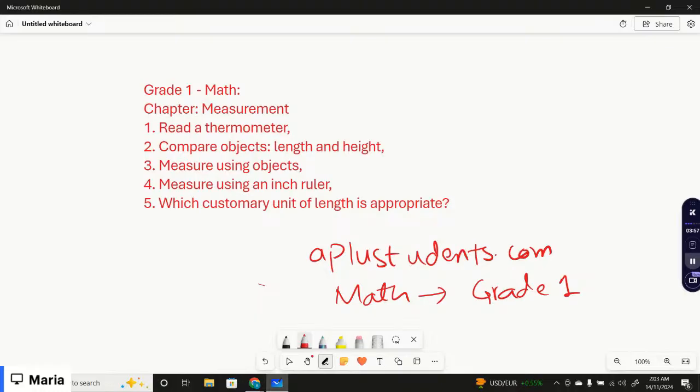Please make sure you have your notebook and pencil so that you can note down the important examples and definitions as well.